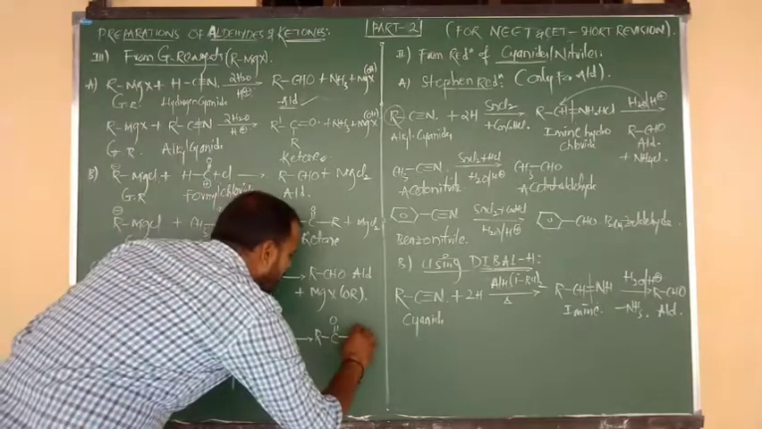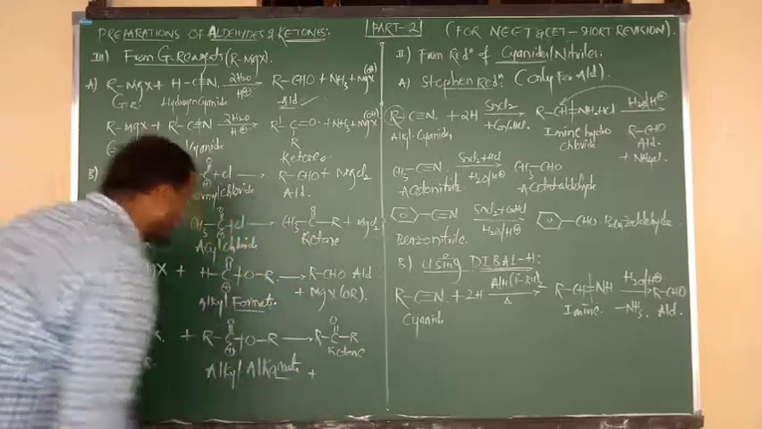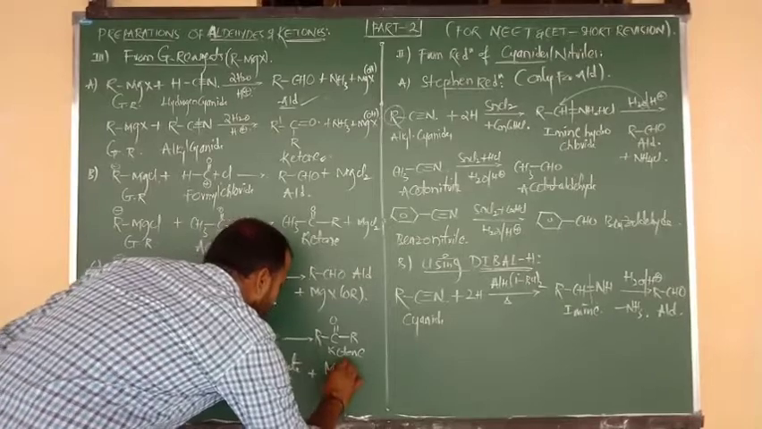So I am writing here. So your product is nothing but what, beta? Ketone. And what will be the byproduct here? Same thing. MgXOR, nothing but alkoxy magnesium halide.